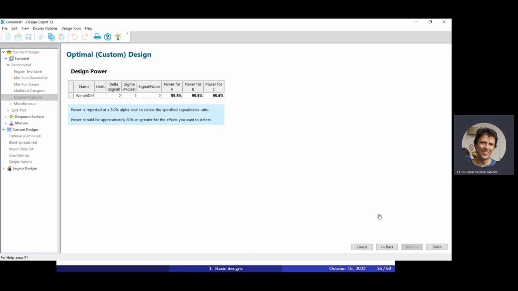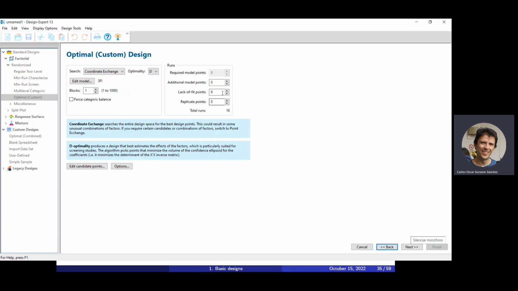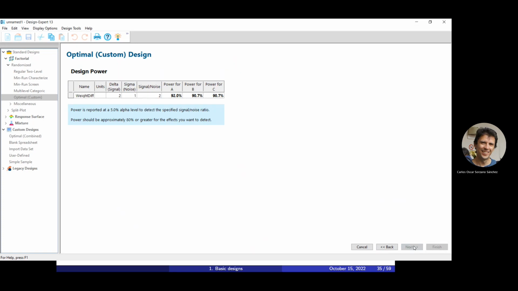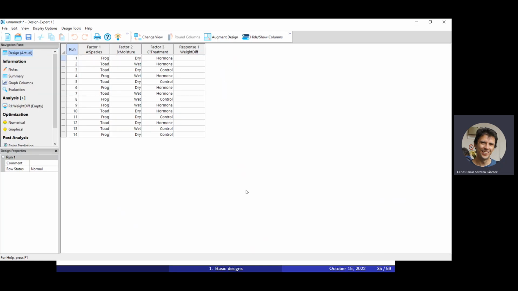We have 95% power. So let's try to aim at 90. So yeah, now we have 90 in the 3 factors. And now we can finish. And we see that we don't need 16 animals to do this experiment. We need only 14 animals to do it. So this is a reduction in the number of animals.